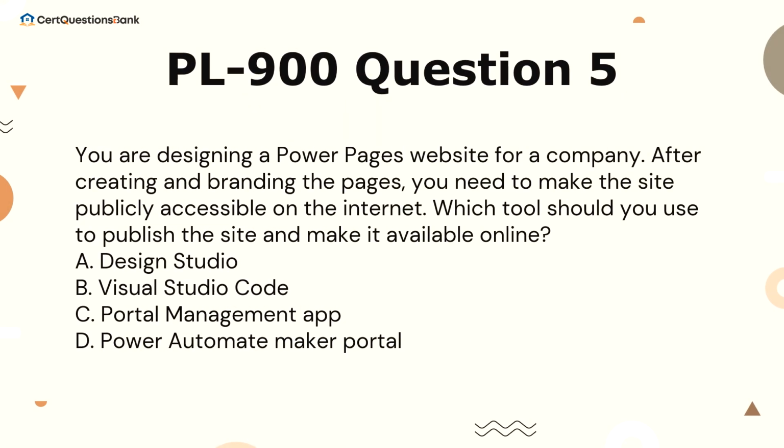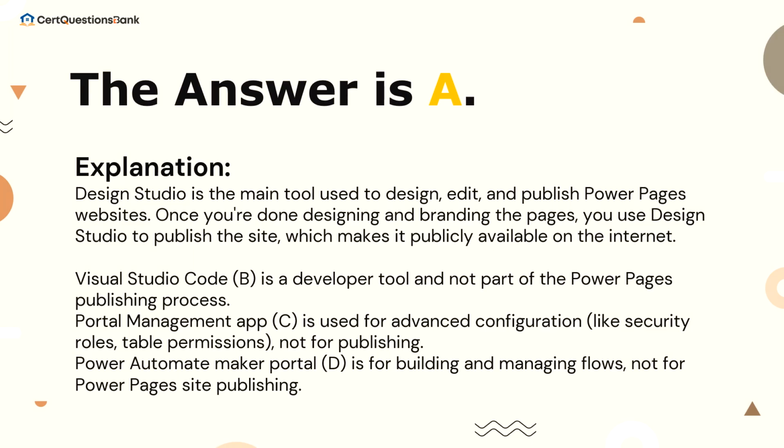You are designing a Power Pages website for a company. After creating and branding the pages, you need to make the site publicly accessible on the Internet. Which tool should you use to publish the site and make it available online? A. Design Studio. B. Visual Studio Code. C. Portal Management App. D. Power Automate Maker Portal. The answer is A.